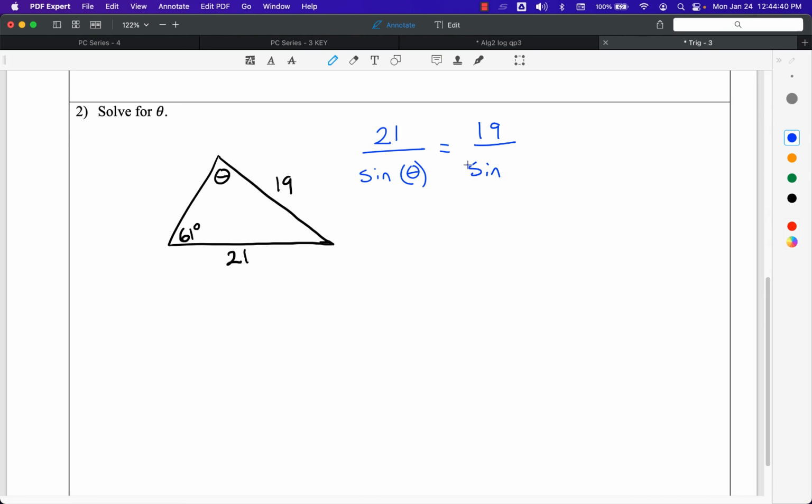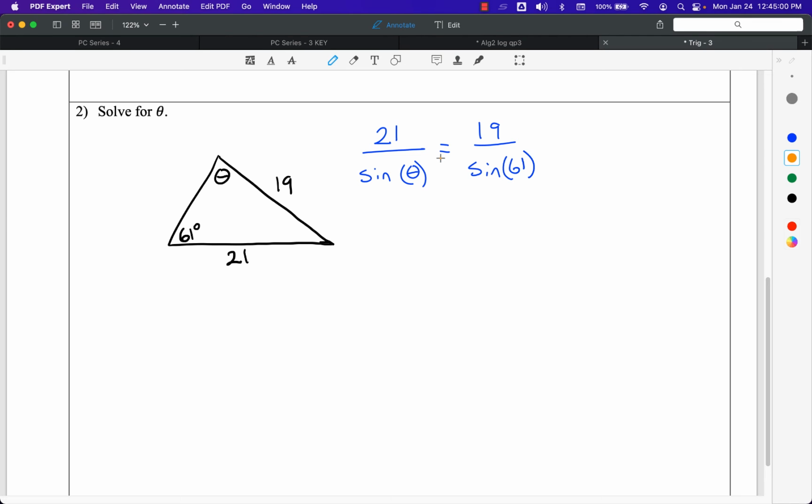All over sine of its opposite angle. 19 is opposite of 61 degrees. So sine of 61 degrees. And now we're going to solve for theta. There's a few different ways of attacking this problem. Some people immediately cross multiply, and you are correct when you cross multiply. That is the brute force attack that will definitely get you the answer. But I'm going to do it the more elegant way.